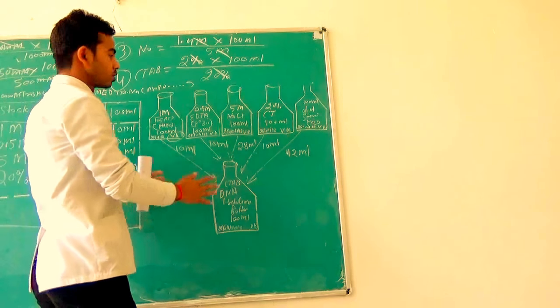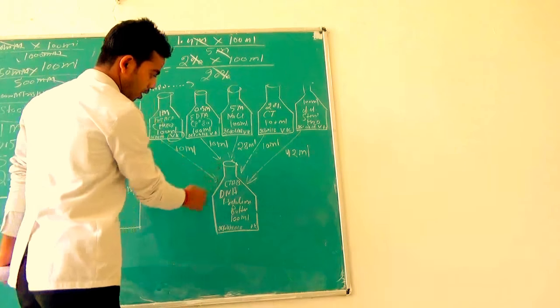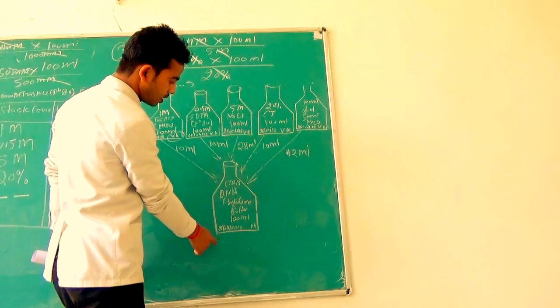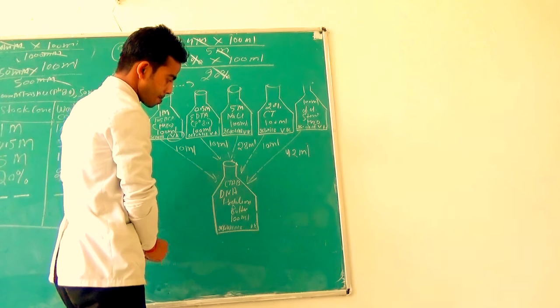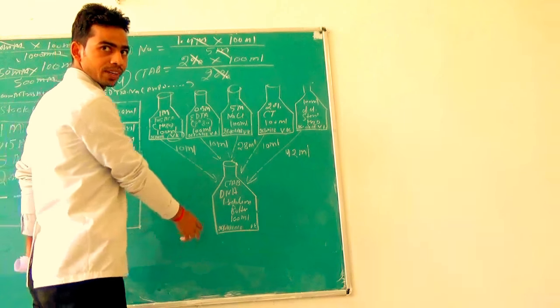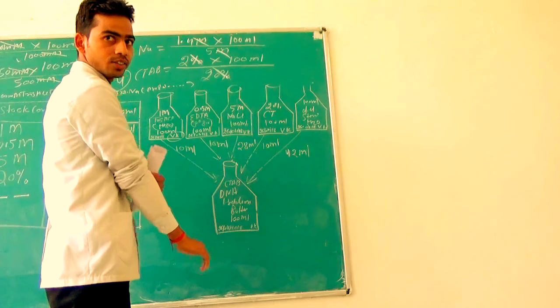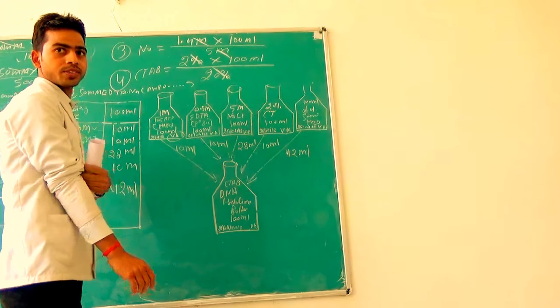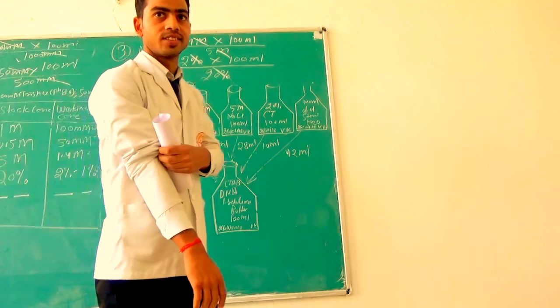And all mixed in one bottle, that is 10 ml Tris, 10 ml EDTA, 28 ml NaCl, 10 ml CTAB, 42 ml water, that is DNA isolation buffer. Good.